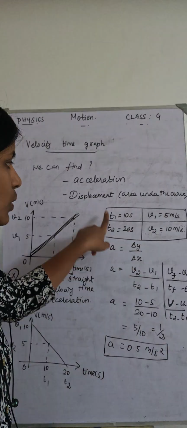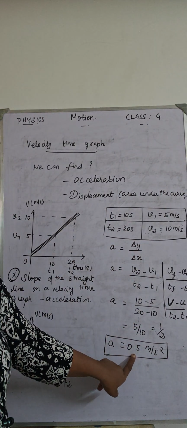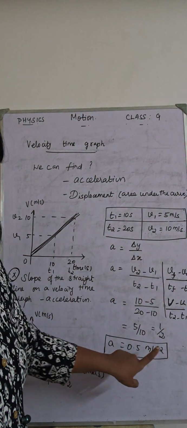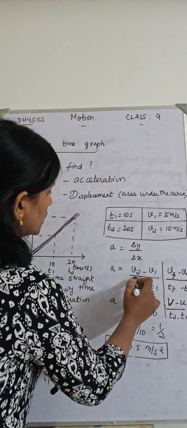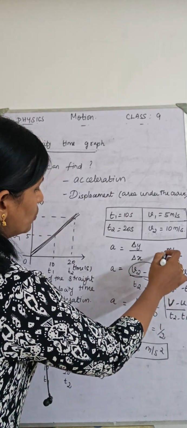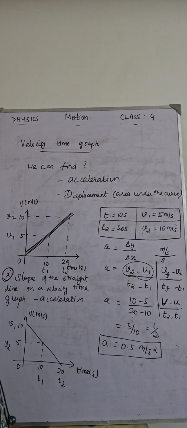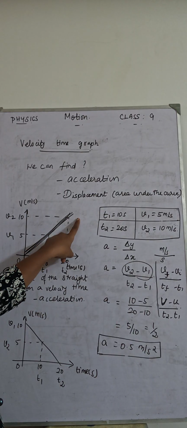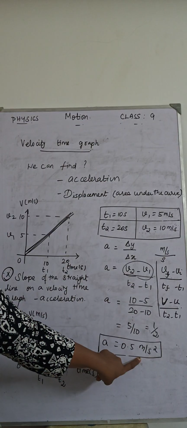Just substitute all the values: 10 minus 5 divided by 20 minus 10, which gives you 0.5 meter per second squared. The acceleration SI unit is meter per second squared, because the velocity SI unit is meter per second and you again have a second. So meter per second squared is the SI unit of acceleration. Here I have taken an increasing velocity, and the acceleration is 0.5 meter per second squared.